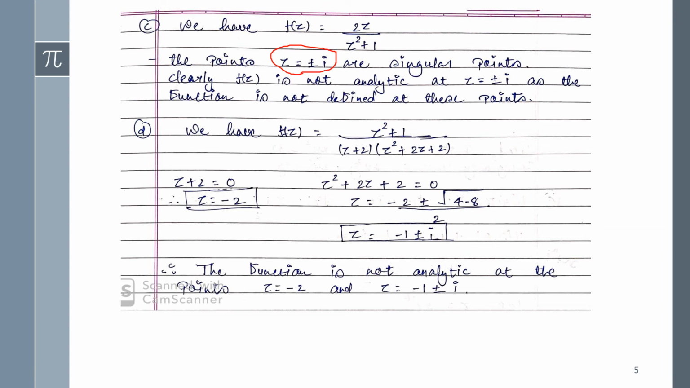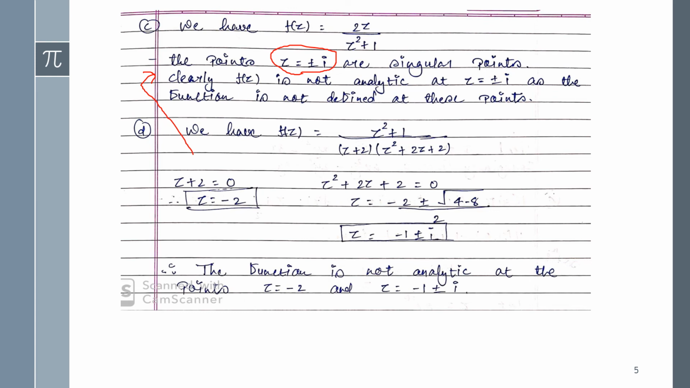And same here, I have written a fourth one, where we have f of z equals z square plus 1 upon z plus 2 into z square plus 2z plus 2. With the same procedure, here finding f dash of z is a little tougher, right? Its first derivative would be too tough. So for that you can directly use this method, that is, directly apply the denominator equals to 0, that is, z plus 2 equals 0, and here comes z square plus 2z plus 2 equals 0.